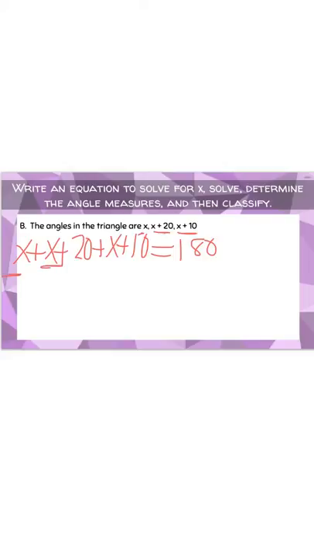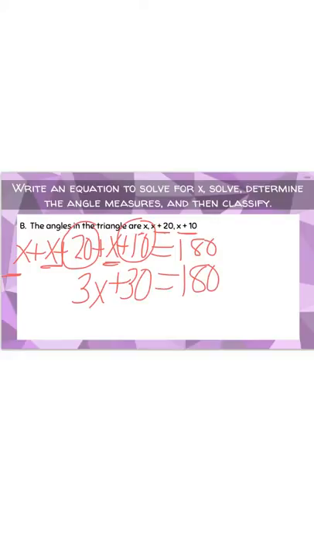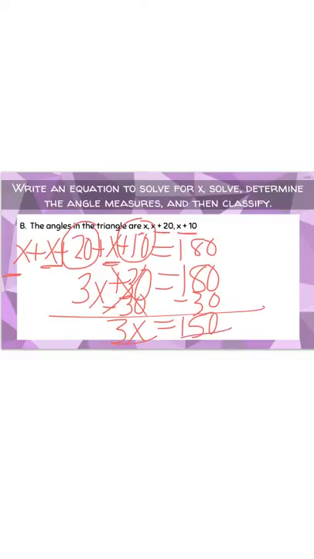We have 3 x's here that we can combine, and that makes 3x. We also have a plus 20 and a plus 10 that we can combine because they're constants, and that makes plus 30, and it will equal 180 degrees. Now to get rid of the 30, we undo the addition by subtracting by 30 on both sides. That leaves us with 3x equals 180 minus 30, which is 150. Now to get rid of the 3, we need to divide by 3 on both sides, and that leaves us with x equals 150 divided by 3, which is 50 degrees.